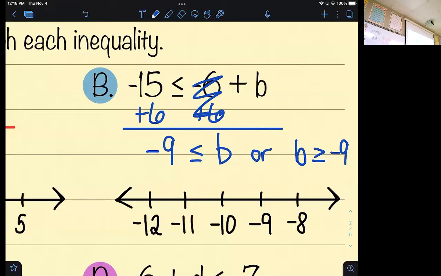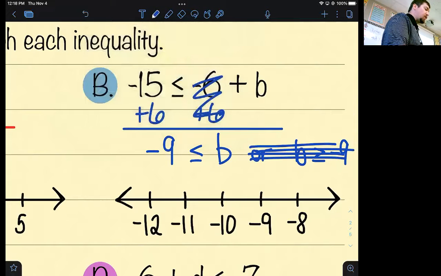Okay, so either of these answers would be acceptable. Now, to be honest with you, I'm not going to write this because that's extra work. You don't have to flip it around so the variable's on the left side to be able to graph it. To be able to graph it, you just have to determine whether B is big or if B is small. So looking at this right now, is B bigger than -9 or smaller than -9? It's bigger, so I'm going to shade to the right.